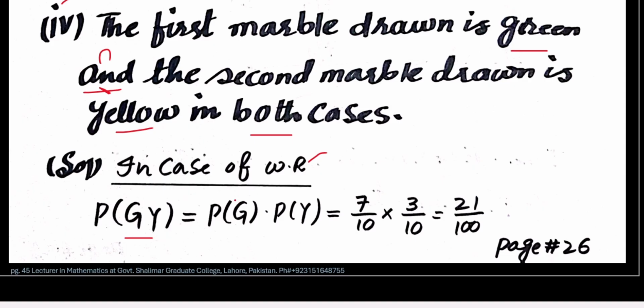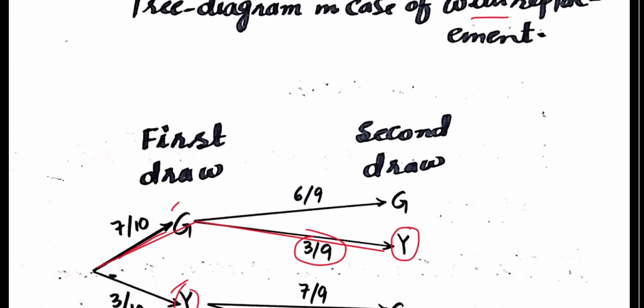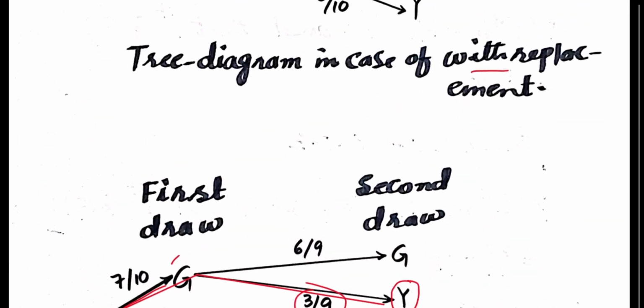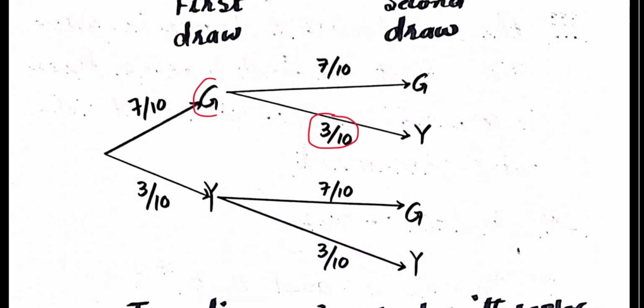This is simply probability of G into probability of Y, because these are independent events. In case of with replacement, GY, green and yellow, what is the probability of green? This is 7 by 10, and then probability of yellow is 3 by 10. We will just multiply them. This will become 21 by 100.